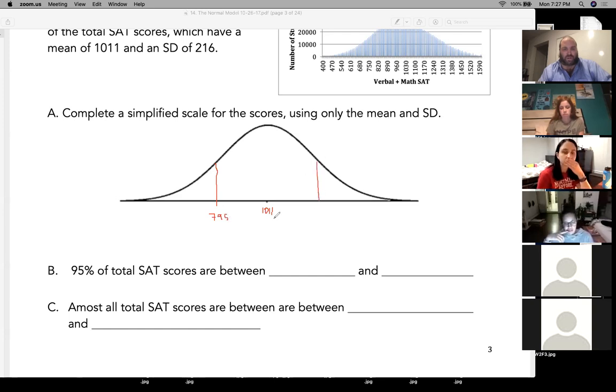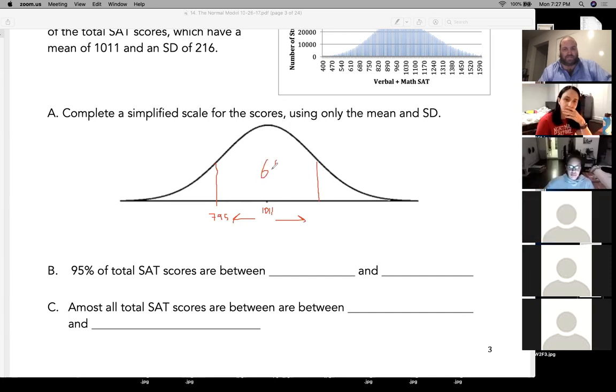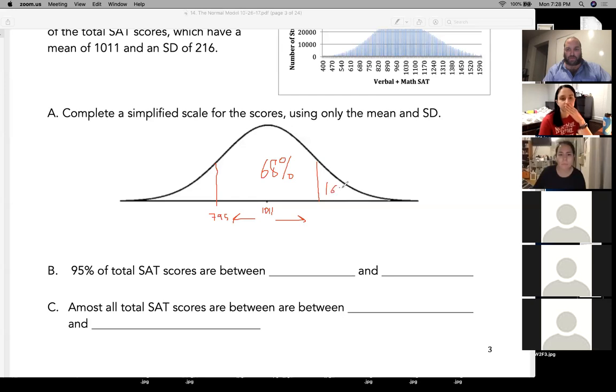If I go one deviation right and one deviation left, what percent fall in that area? That's 68%, right? That's the number I gave you. One deviation left, one deviation right, 68%, correct? That leaves how much for each of these little wing areas? If 68% is in the middle, how much would be in the right wing? It has to add to 100%. 32% is left. Half of that is how much? 16%. You agree with that?